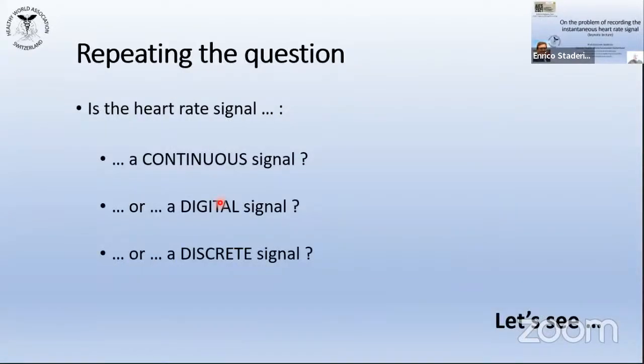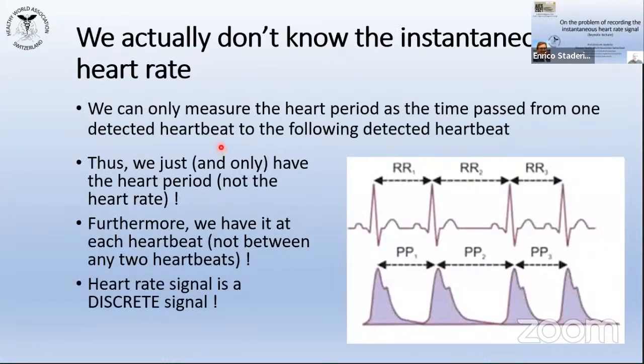Well, now repeating the question, is the heart rate signal continuous? Now, we actually don't know the instantaneous heart rate. Why don't we know it? Because suppose the output of a microphone, you can record the instantaneous signal coming out of a microphone. That's completely clear. But you don't have a sensor giving you the instantaneous value of the heart frequency, because it's a frequency. You have to wait for the next beat to measure the last heart period. You don't have any possibility to know the heart rate between 2 beats.